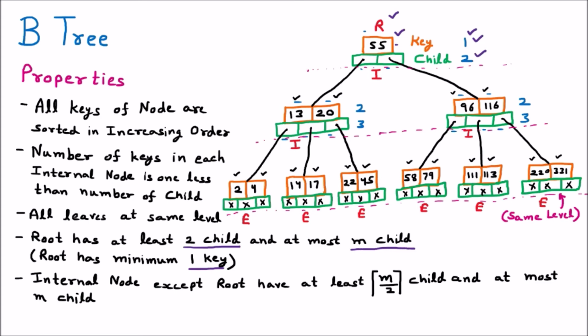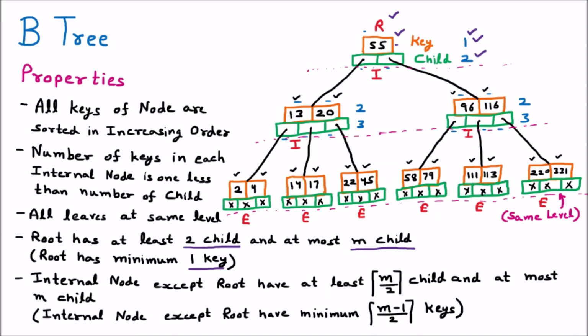You will find that an internal node except the root has a minimum of ⌈(m-1)/2⌉ keys. Now if we see properly, then these two lines are giving the same meaning. An internal node except the root has ⌈m/2⌉ children. Now we know that children are always one more than the keys, or we can say vice versa, keys are always one less than the children.